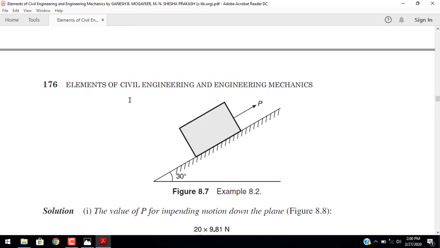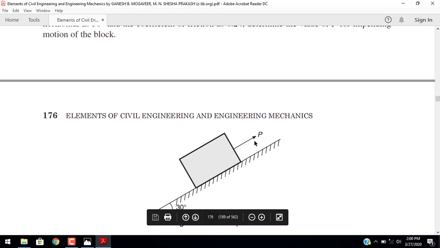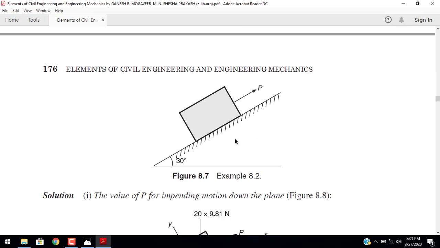So in this problem, he has given a block on which a force P has been applied, and this block has been placed on an inclined plane which is inclined to the horizontal at 30 degrees. He has also mentioned that this force P is parallel to the plane. He is asking us to determine the value of P for impending motion of the block. So that means we need to consider impending motion up the plane and impending motion down the plane. In both cases, we need to find the value of P.